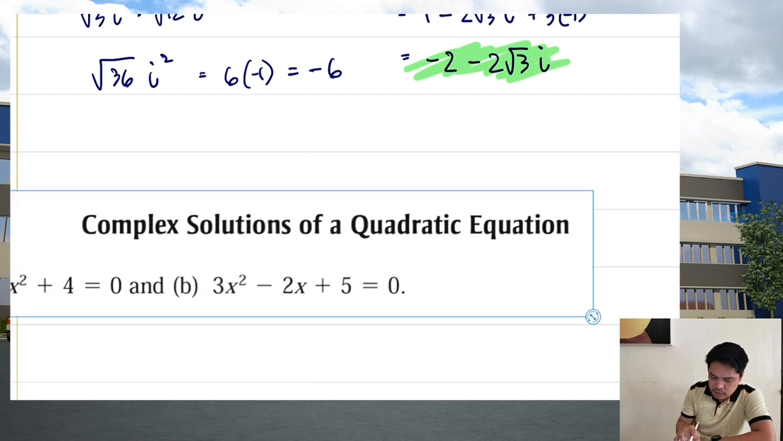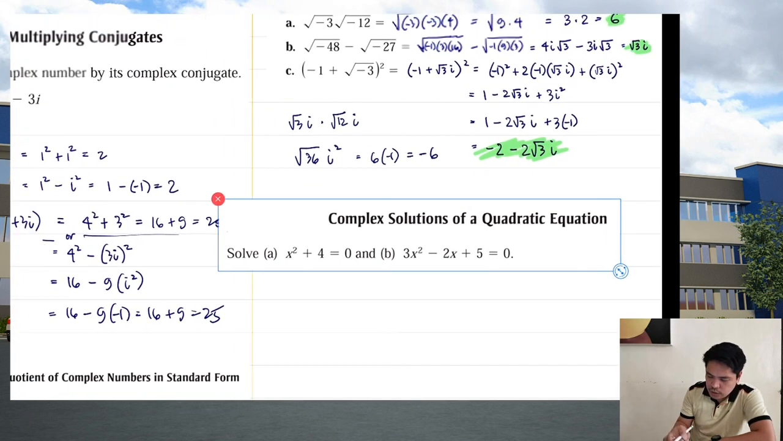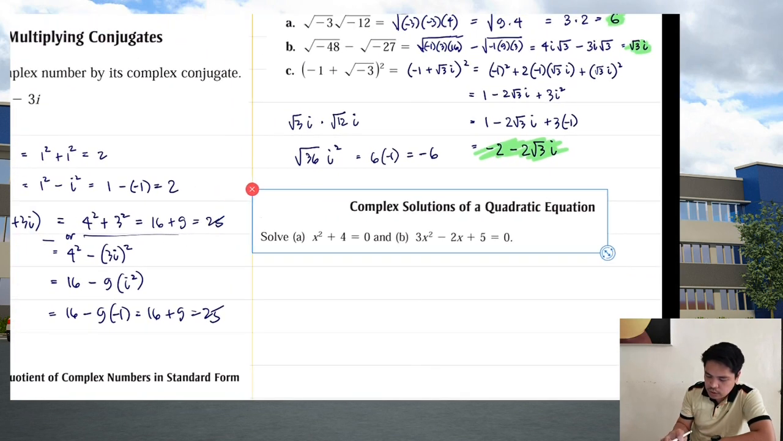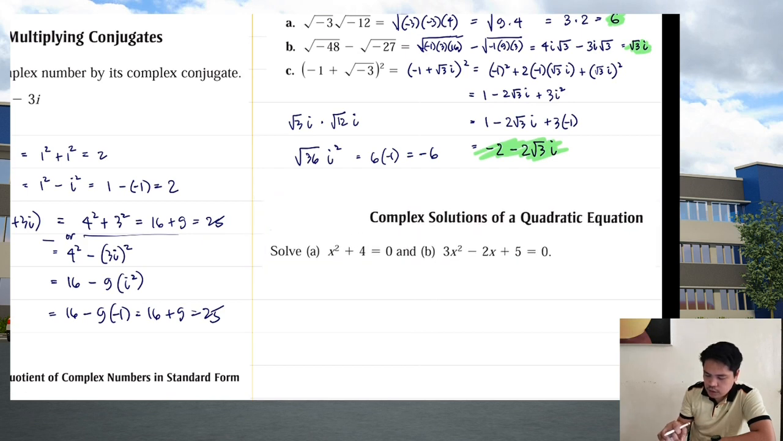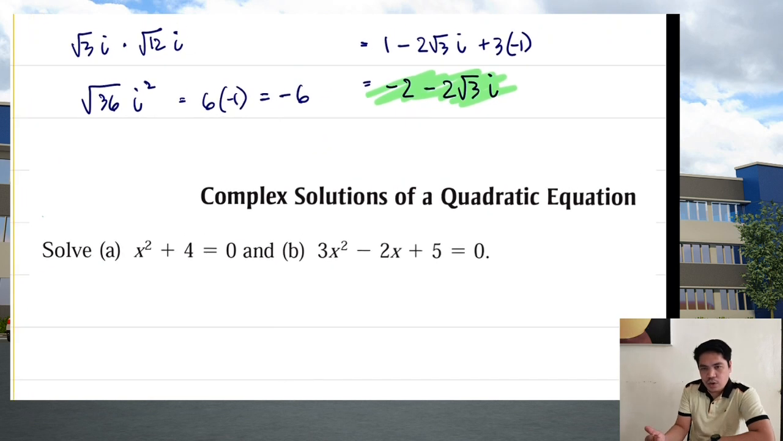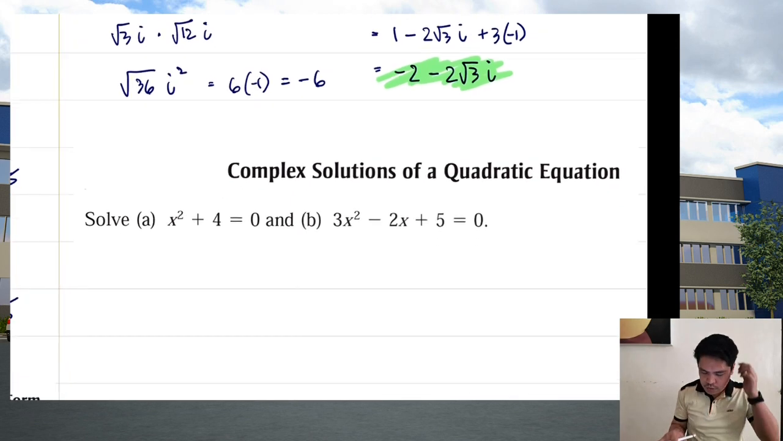This one. Complex solutions of a quadratic equation. Okay. In the previous lesson on quadratic equations, we learned that a quadratic equation could either have two unique solutions, or two unique values for x, or we could have one unique value, pero repeated siya, or repeated roots. And it could also be a complex conjugate, or wala siyang real value. Let's try to solve these quadratic equations.